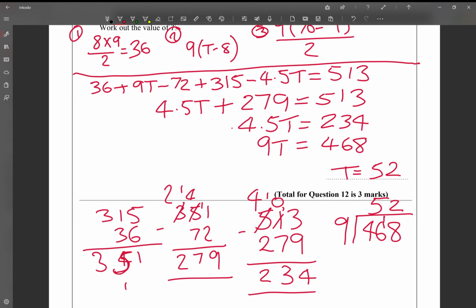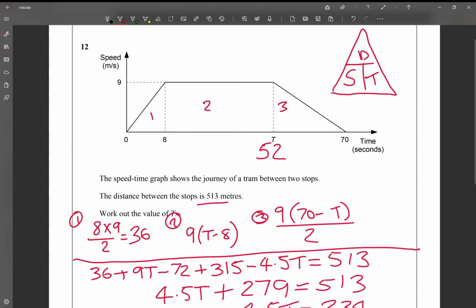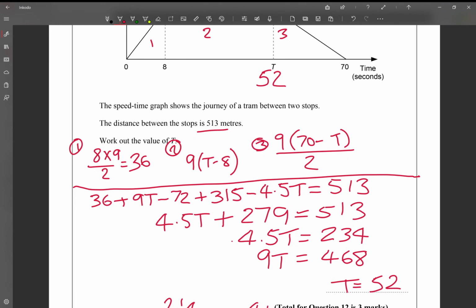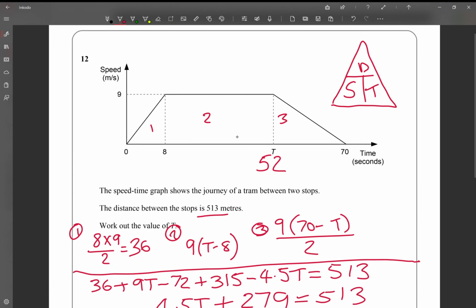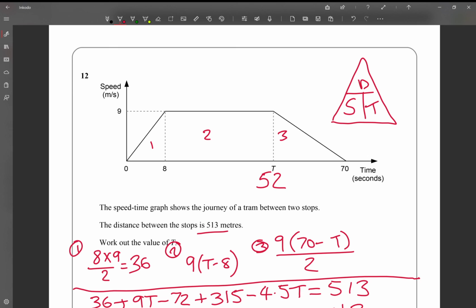But yeah, so that is a speed, distance, time question. It's not a bad question, but I can understand how people would go wrong. Some people would forget to divide by two, or not understand that distance is the area under the graph. Okay, that's all for that one.